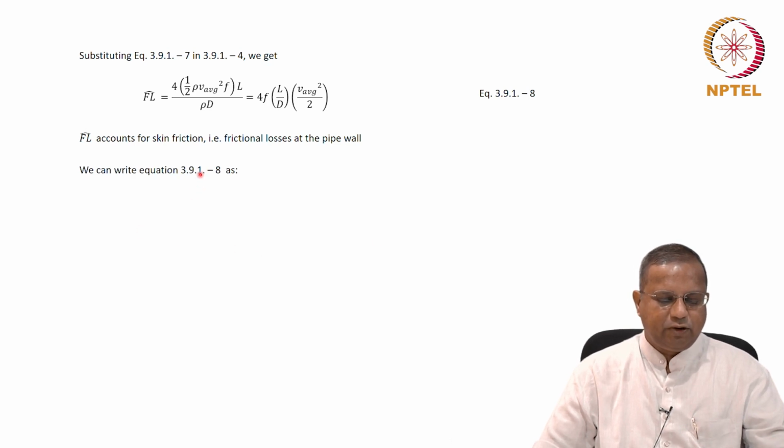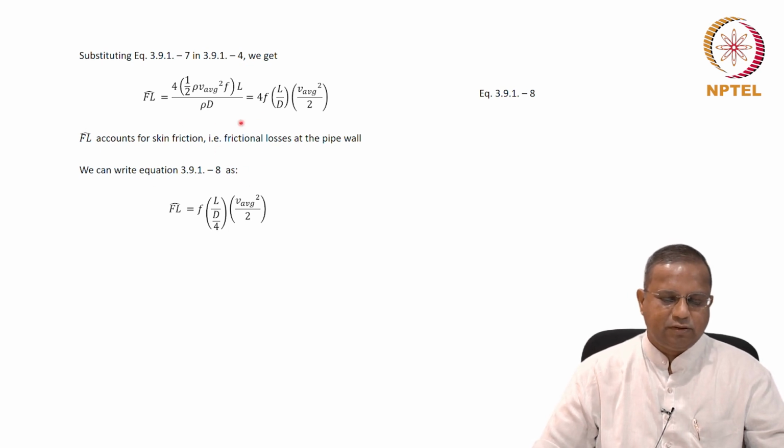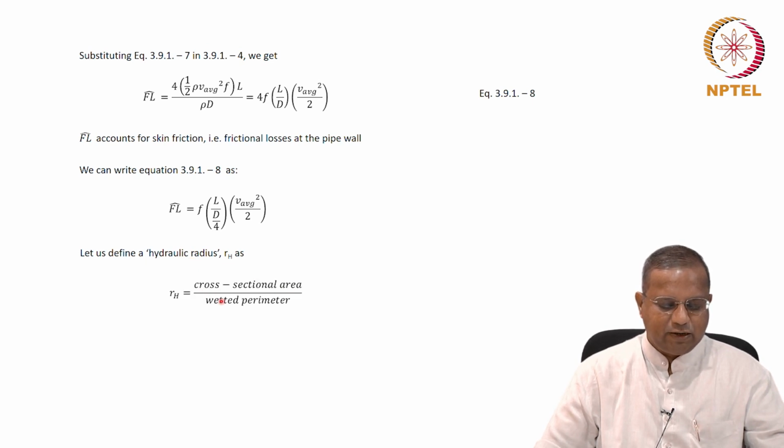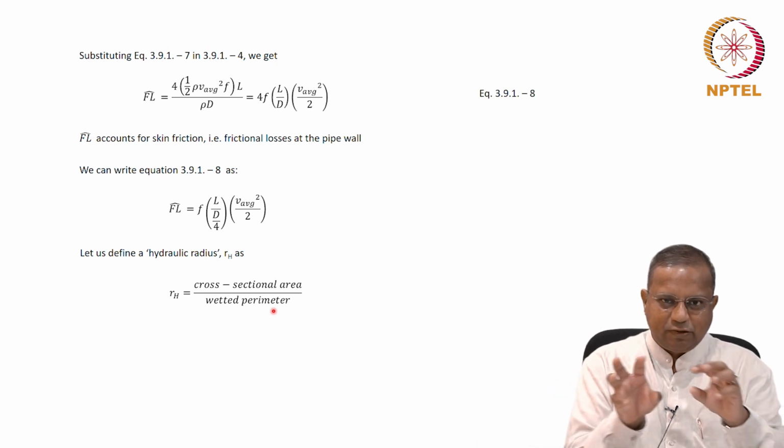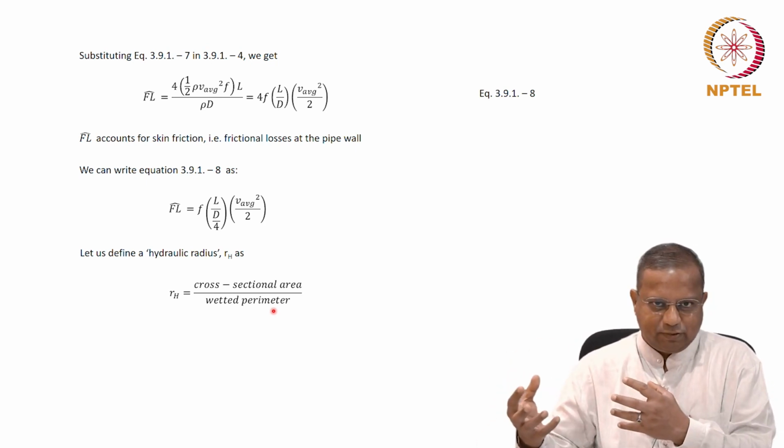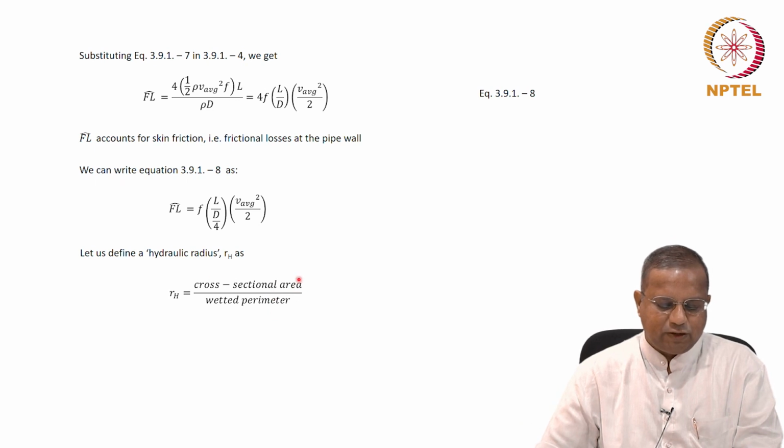So we can write 3.9.1-8 as, I'm going to rewrite this to get it in the form that is needed. We can take this 4 down here and write f L by d by 4, V average squared by 2. Why am I doing this? I'm going to define something called a hydraulic radius as the cross-sectional area by the wetted perimeter. Once I define the cross-sectional area by the wetted perimeter, there is a possibility of extending this relationship to other geometries. There will certainly be a cross-sectional area for any geometry, and there will be a wetted perimeter for any geometry.